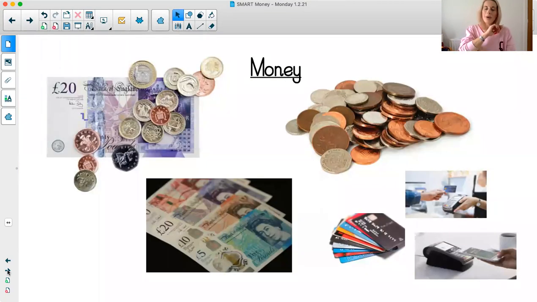Oh, you back again? Well done. Look, it is money. We are going to be looking at money all of this week and the different types of money that we use and paying for things for money and counting money, all about money.